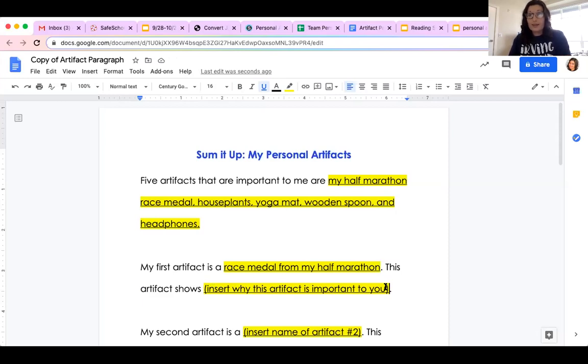Well, yesterday, everyone helped me edit and revise my slide about my race medal for my half marathon. So what I'd like you to do now is think, what could I put in this blank that would summarize why the race medal is so important to me? Pause the video, and I would like you to write in the chat finishing this sentence. This artifact shows blank, writing why it's important to me.